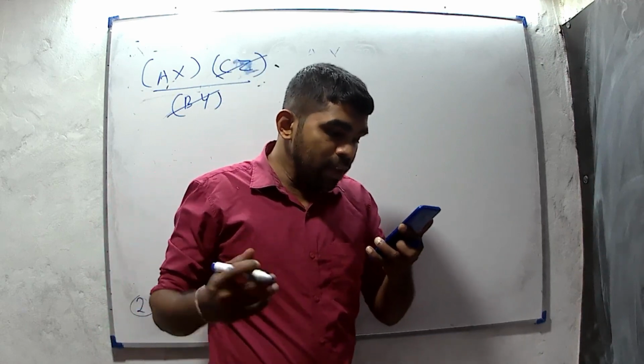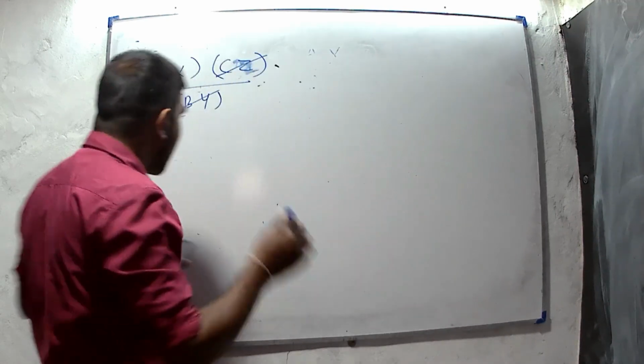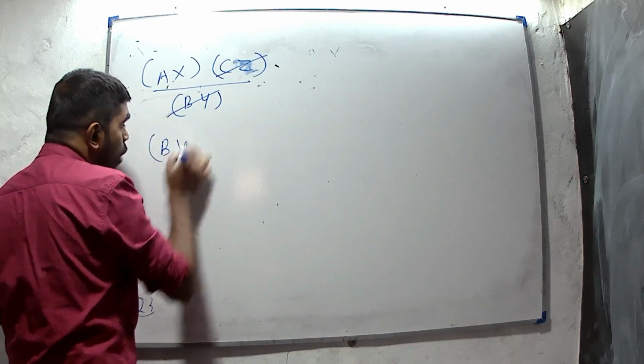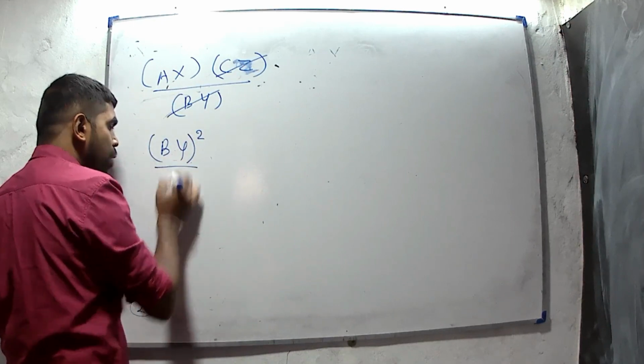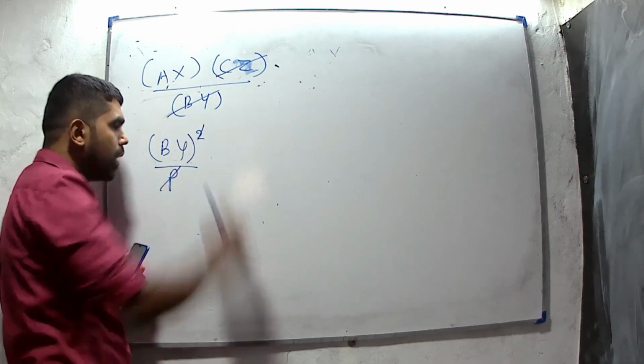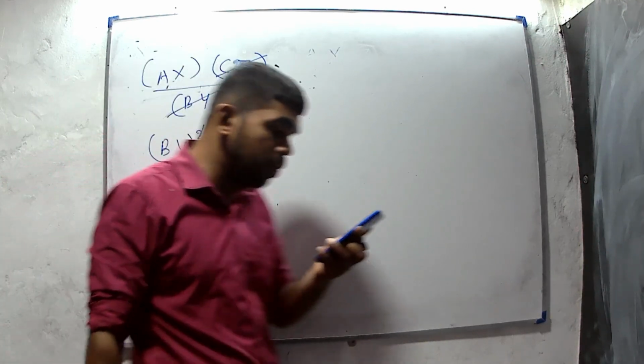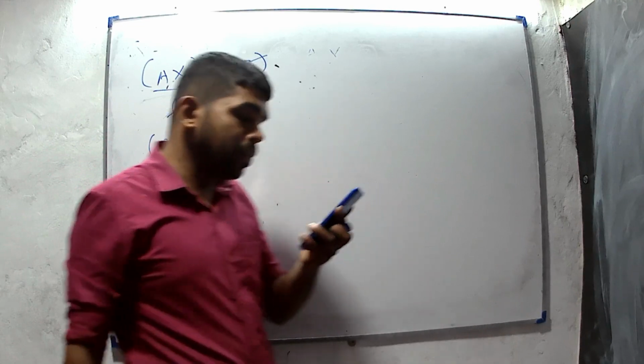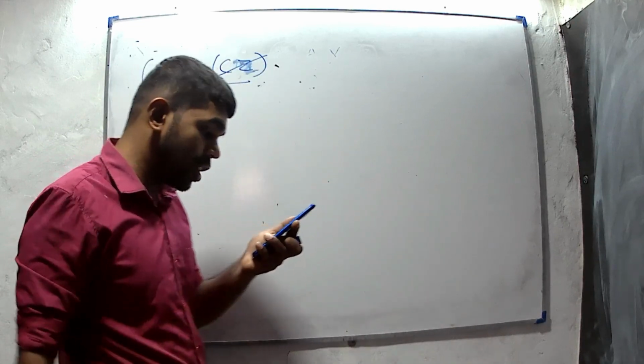Fourth one, BY squared divided by P. BY squared means the square of a term in the equation. We have to divide by a term. Therefore, we can cancel out the dimensions of one term. Then the dimensions of BY could be obtained. It is also the same as the other answers.